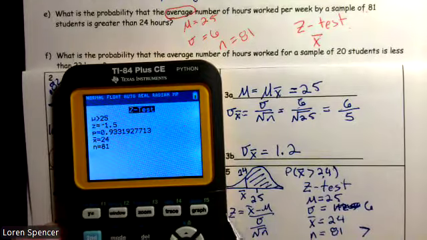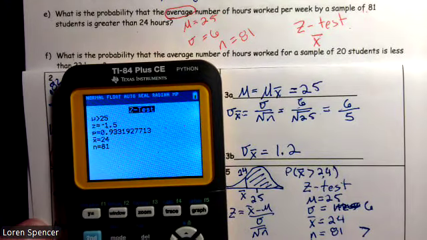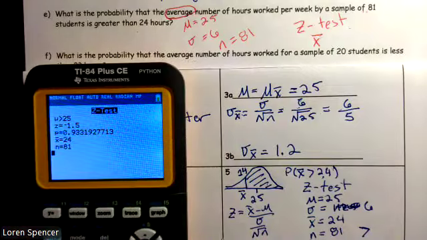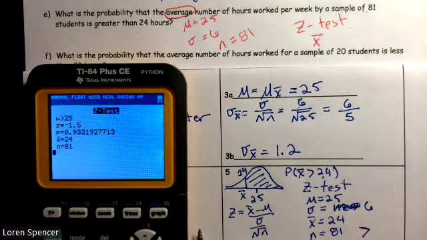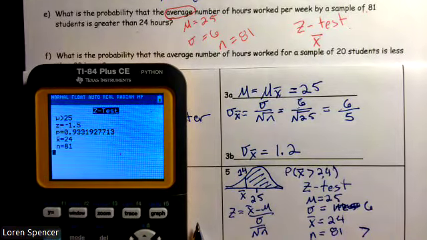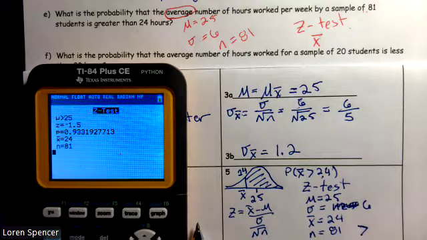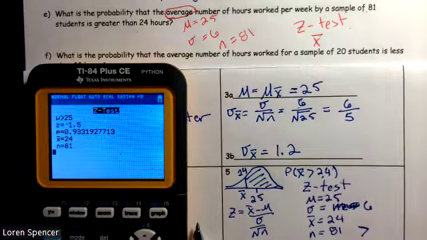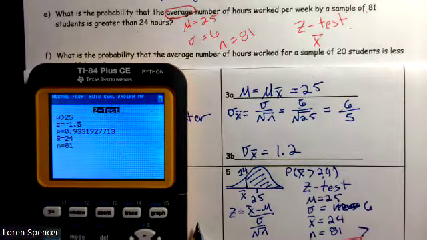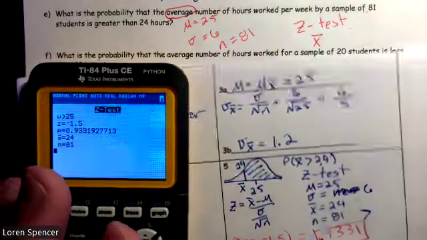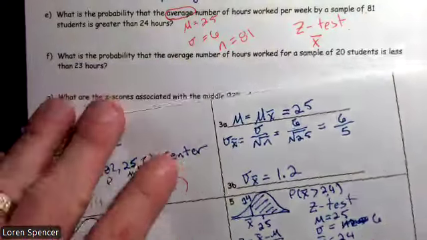All right. So once we have that, 81, make sure it says greater than, calculate, and I end up getting, and this is what I write for my answer, the probability that Z is greater than negative 1.5 equals 0.9331. All right, there's a lot of information to put in that box. All right, so that takes care of number 5.